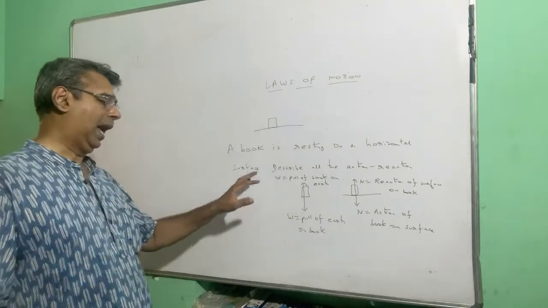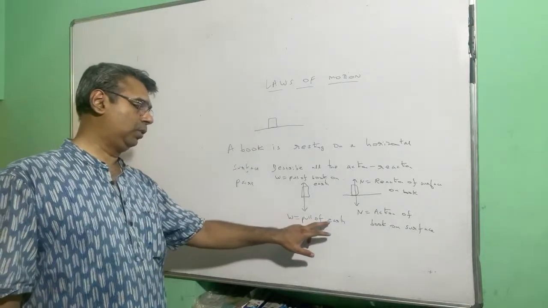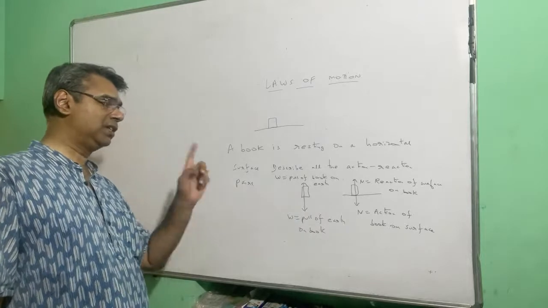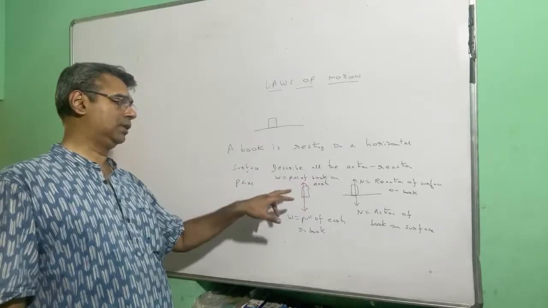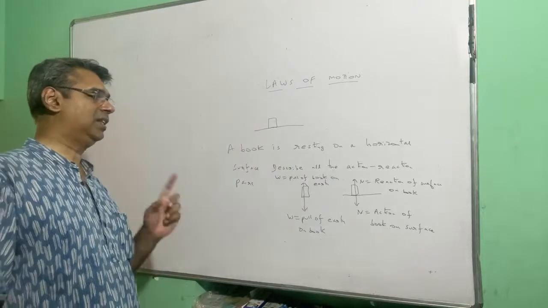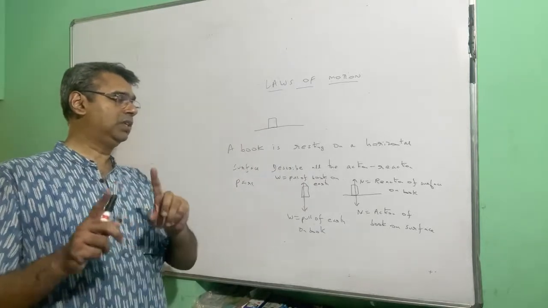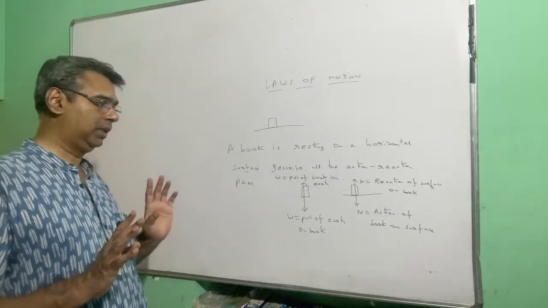Number two, action is the pull of the earth on the book. So action is on the book. And reaction is the pull of the book on the earth. So reaction is on the earth. So action and reaction act on two different bodies, never on the same body, right?